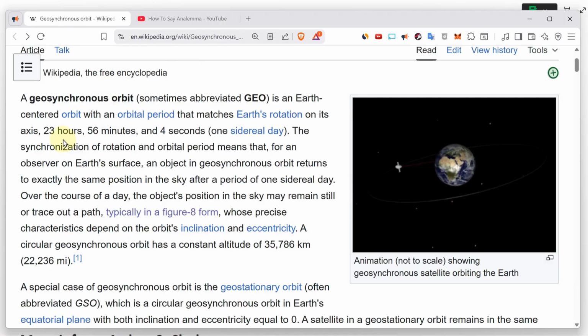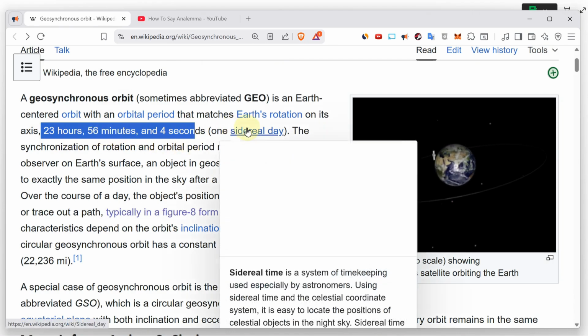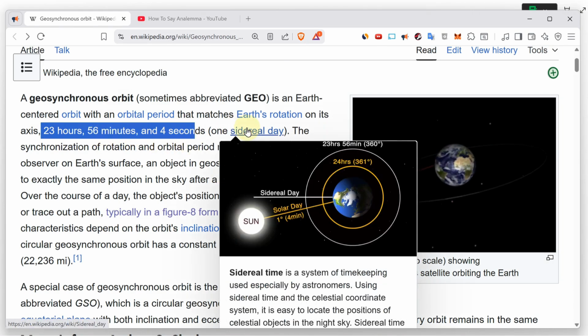But again, we use 24 hours. Actually, Earth's rotation is about 23 hours, 56 minutes, and 4 seconds, and that's one sidereal day. That's basically a fixed point like that. And if you make it a solar day, accounting for the sun's movement, I think you add another minute there. So that's why it's 24 hours there. This is 23 hours, 56 minutes.